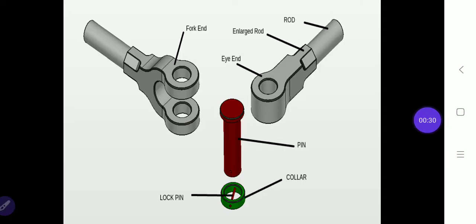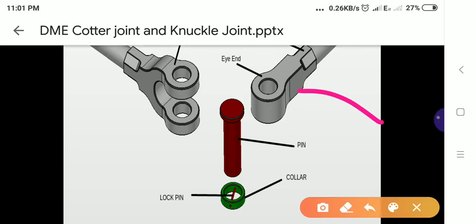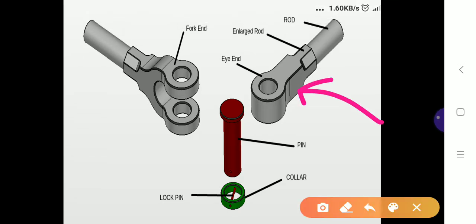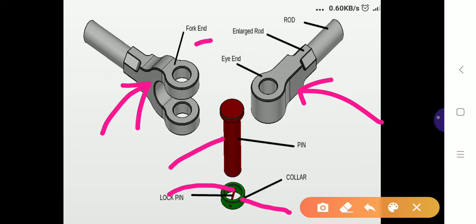Let us see the 3D view of each part of knuckle joint. This is a single eye. These are the double eye, which is also called as fork. This is a knuckle pin. This is a collar, and for locking purpose we use lock pin.